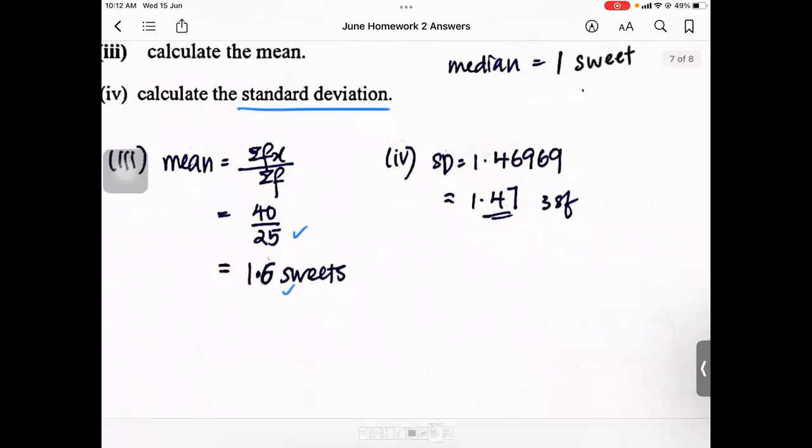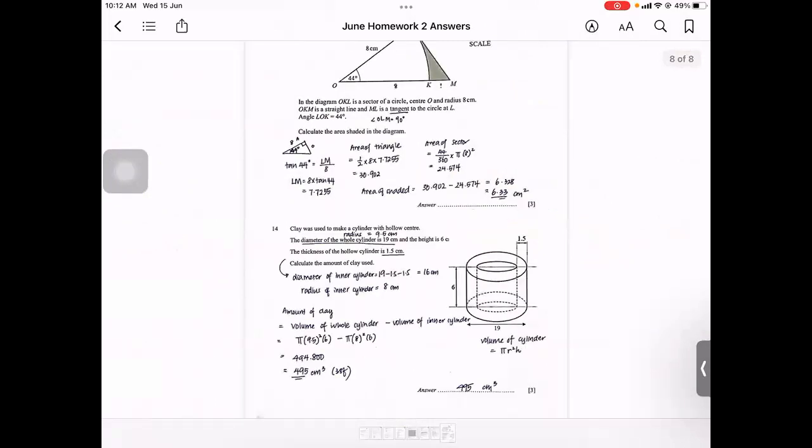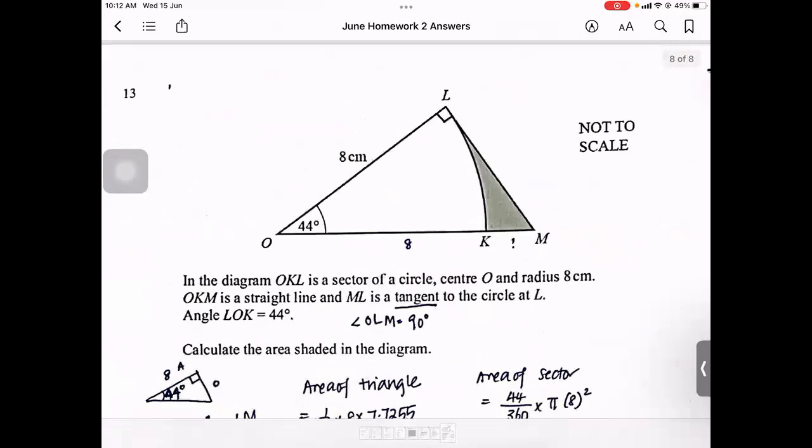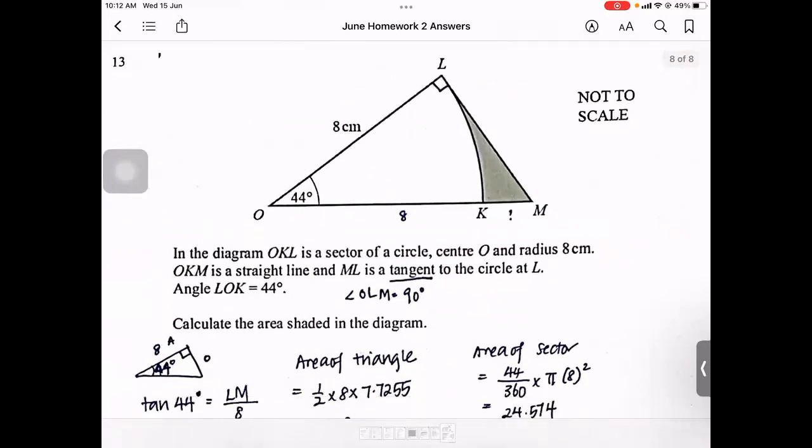Oh, today we overrun a little bit. Okay, last page. Now this one has a few concepts. I chose this question because it's a slightly shorter version of questions that can come out in paper 2 as well.